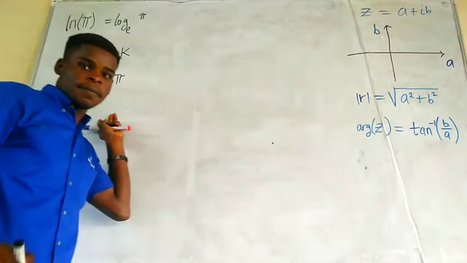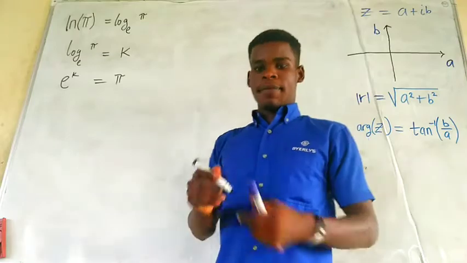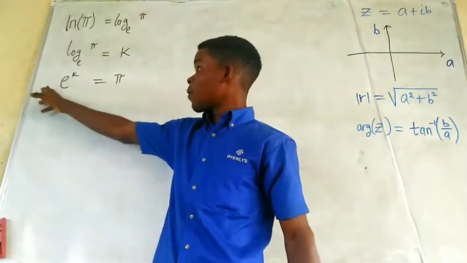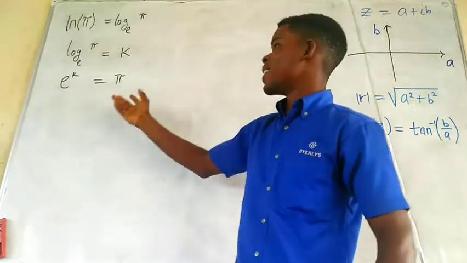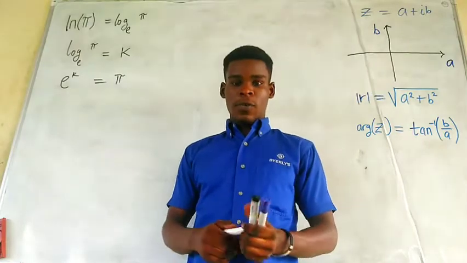Here we just have e to the k power is equal to pi. So how do we solve for k? Well, if we take ln on both sides, we're going to have k equals ln pi, which is the question we started with, equal to k, like we stated. So we haven't gone anywhere.